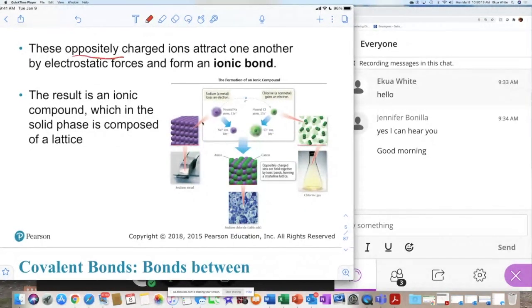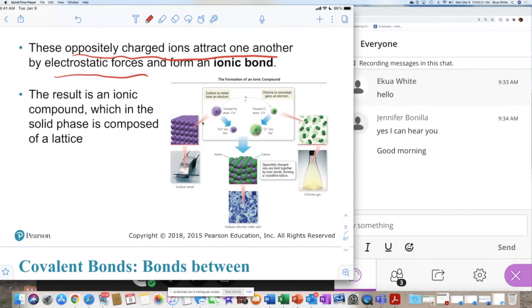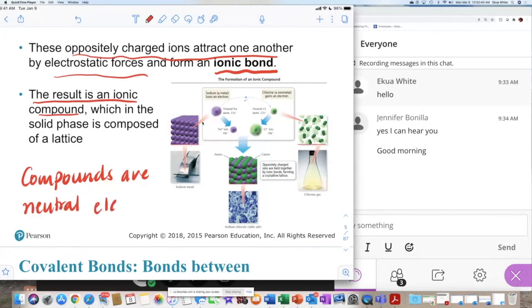So once the oppositely charged ions attract one another, that's what's causing them to come together. You have an ionic bond. Okay. So we're told the ionic bond will then be neutral because remember, the number of ions that must combine must form a neutral compound. So I'm going to say while we're here, compounds are neutral electrically, meaning they don't have an overall charge. If they have an overall charge, they're called polyatomic ions.